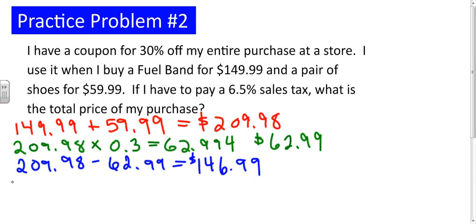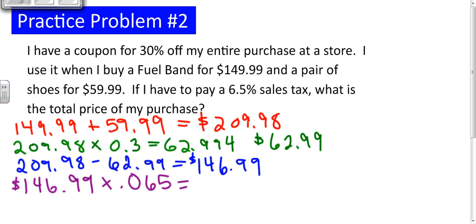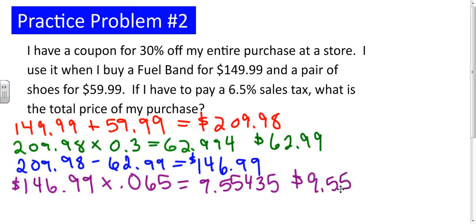Now that represents my sale price. And if that's what I'm paying after my discount for my items here, then all I want to do is find the tax on $146.99, and tax is 6.5% or 0.065. So I'm going to multiply $146.99 times 0.065. And when I multiply these two here, I get 9.55435. And this represents how much tax I'm paying, or $9.55.